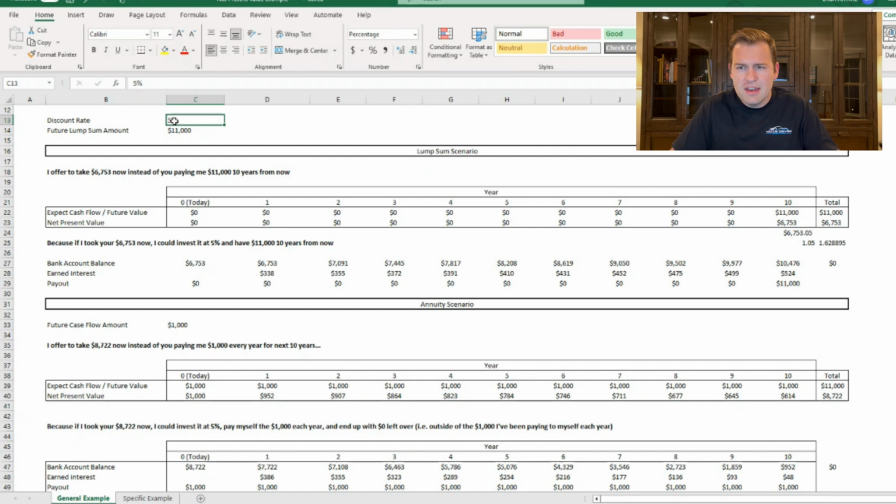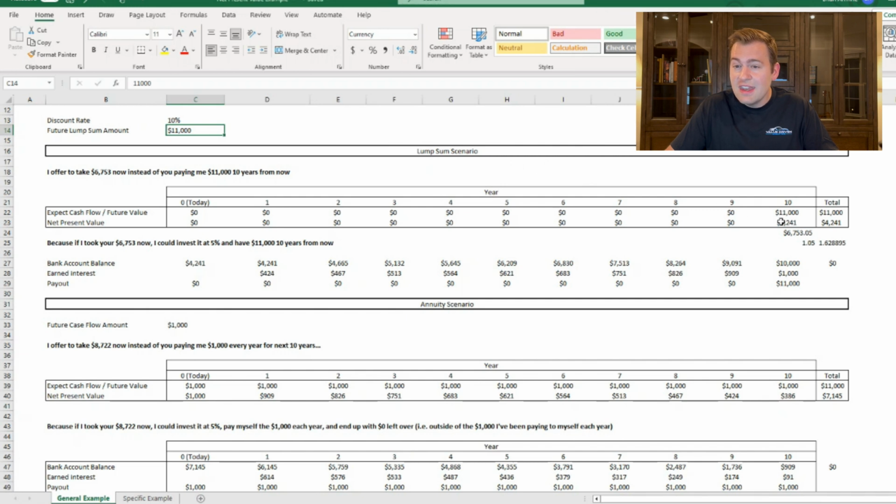We always recommend linking to different cells and setting parameters at the top of your Excel workbook, or even your code for that matter, if you're a coder. But we're going to change this cell to 10%, and everything else is linked to this cell C13. Let's see what happens to our net present value.